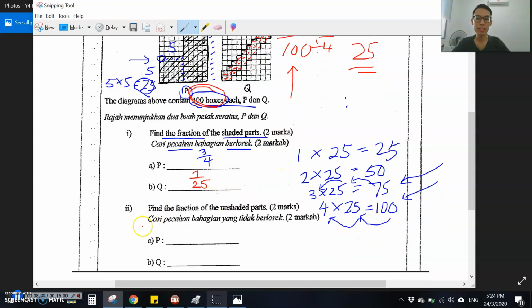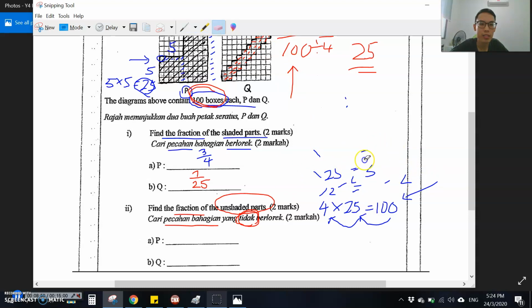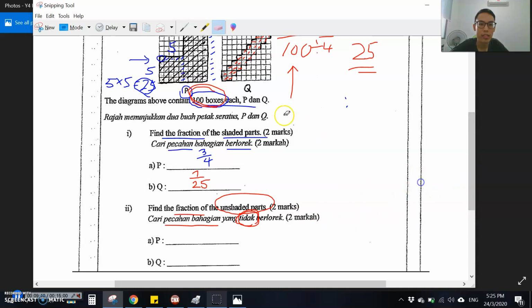Okay, the second part, question 2, will be very easy because question 2 asks for the fraction for unshaded parts. Pecahan bahagian yang tidak berlorek. So we already found out the shaded parts. So the non-shaded part will be very simple. You just take the total and minus the shaded part. Then you get the non-shaded part. Ambil jumlah dia, tolak yang berlorek, awak akan dapat yang tidak berlorek.